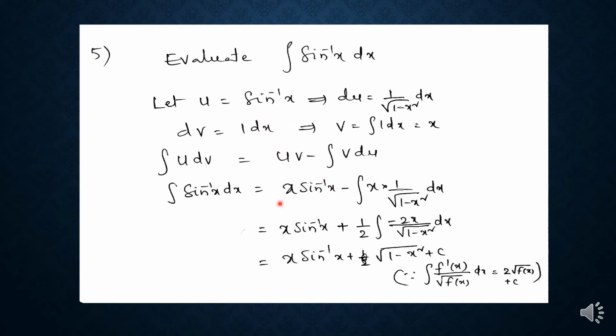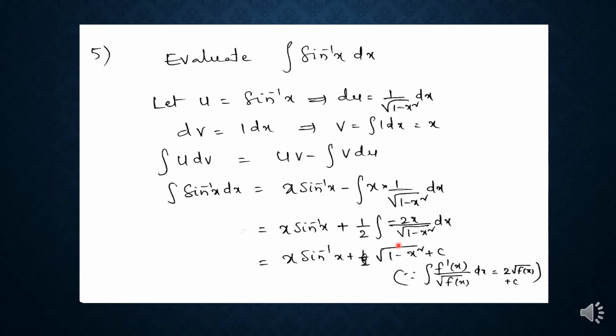So that can be written as x into sin inverse x minus integral, what is v, x, into the du value, which is 1 by root of 1 minus x square dx. So that can be written as x sin inverse x plus 1 by 2 into integral minus 2x by root of 1 minus x square dx.